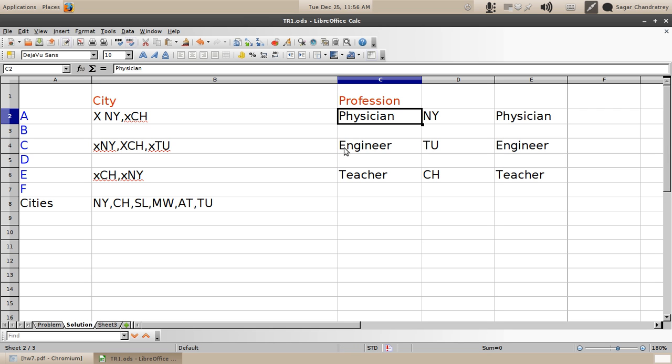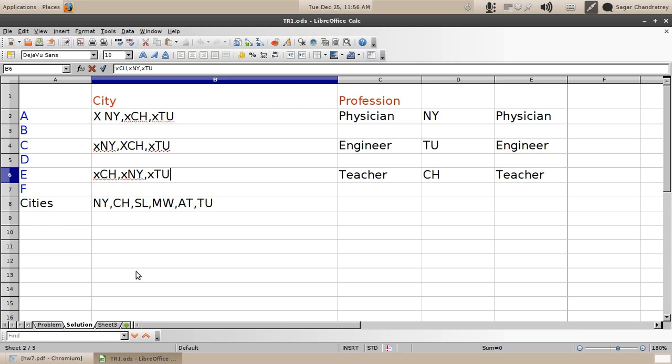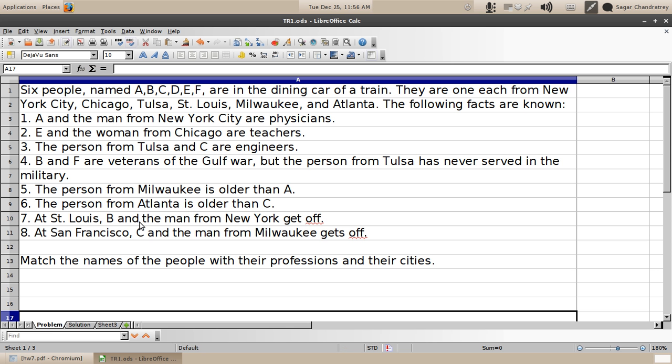Similarly, A also cannot be from Tulsa, and E also cannot be from Tulsa, because the person from Tulsa has to be an engineer, and a teacher is not an engineer, and therefore the teacher is not from Tulsa. Similarly, the physician is from New York, and because A is a physician and not an engineer, therefore A also cannot be from Tulsa. So let us proceed to the fourth statement.